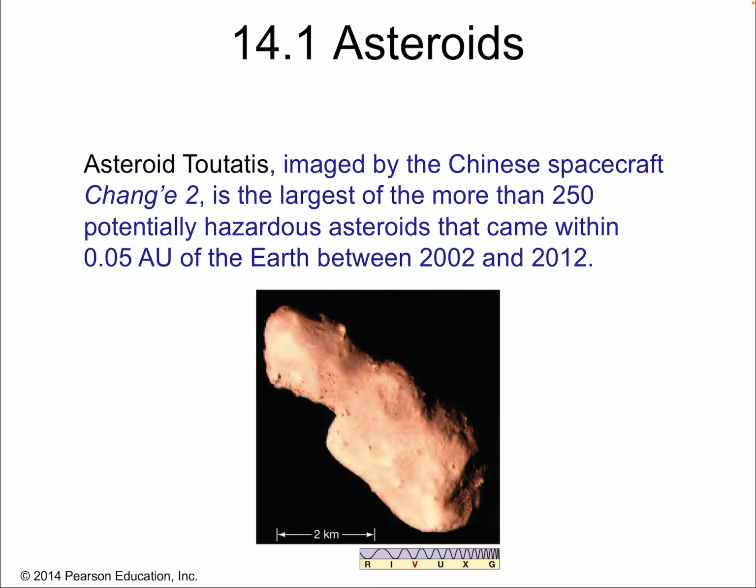are out there. Okay, here is the asteroid Toutatis, imaged by the Chinese spacecraft Chang'e 2. It is the largest of more than 250 potentially hazardous asteroids that come within 5% of an astronomical unit, right? So that's within 5% of our distance from the Sun, of the Earth, between the years 2002 and 2012. During this tracking period that your textbook is referring to. And this is ongoing work.